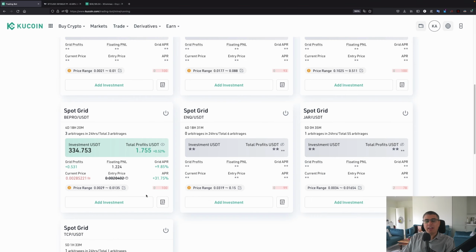So in this case, if the price drops lower, I can still move my price range lower, right? Because you can see here the price is at 0.00285 and my entry price is 0.029, right? I could lower it a bit if I want, to be sure that I catch more action.